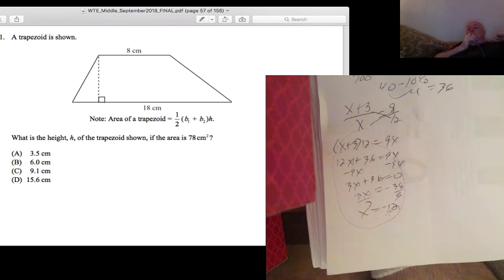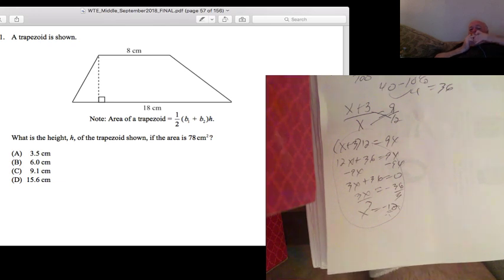On the SHSAT, they will not be giving formulas. In this case, they did. There's still something you need to figure out because it talks about B1 and B2 and H, and you still have to understand what those mean. So again, we're getting back to mastery of stuff. And in case you didn't know, the shape is called a trapezoid. I'm hoping everybody taking the ISEE and the SHSAT knows that. So it says, what is the height of the trapezoid if the area is 78 centimeters squared?